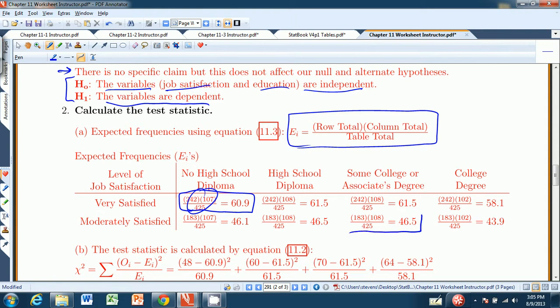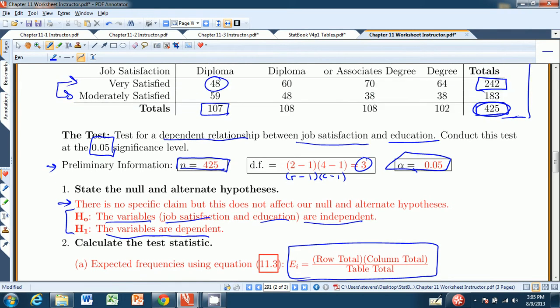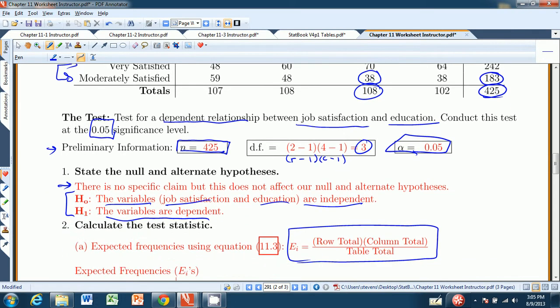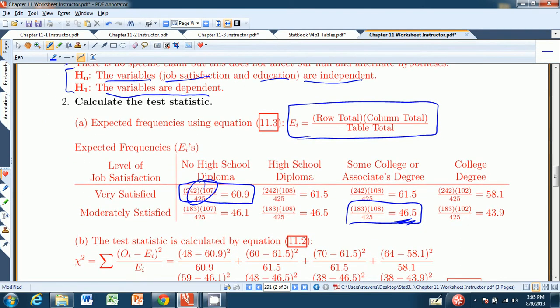Likewise, you can go to any of these. Suppose we look at this one. Second row, third column. Where did that 46.5 come from? Well, it's the second row, third column. It's this value here. That's the observed value. What's the expected value? It's the row total times the column total divided by the table total. 183 times 108 divided by 425. That's this. Gives us 46.5. So we create our table of expected frequencies.